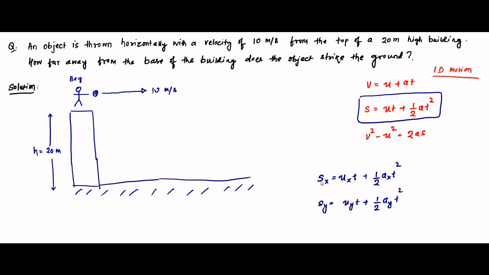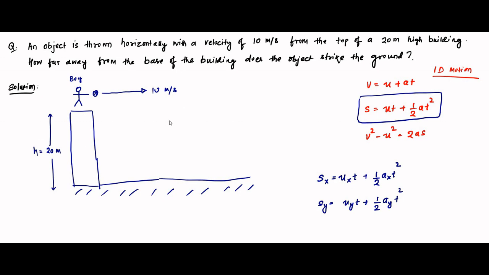So here Sx is the net displacement of the object in the horizontal direction or x-axis. Sy is the net displacement or net change in position along the vertical direction or y-axis. Ux is the component of initial velocity along the horizontal direction or x-axis. Uy is the component of initial velocity along the y-axis, the vertical direction. Ax is the acceleration component along the horizontal axis. Ay is the acceleration component along the vertical axis.